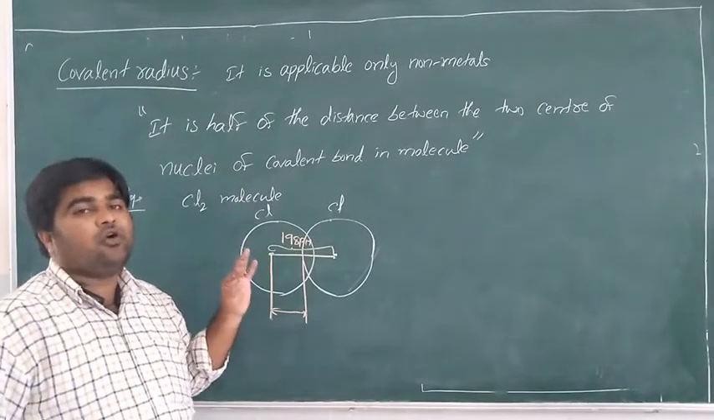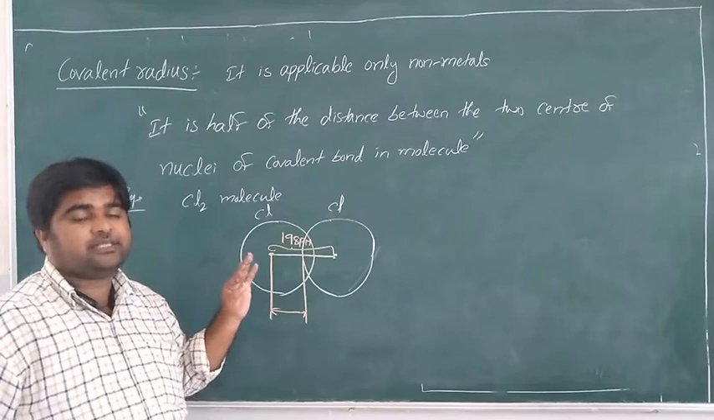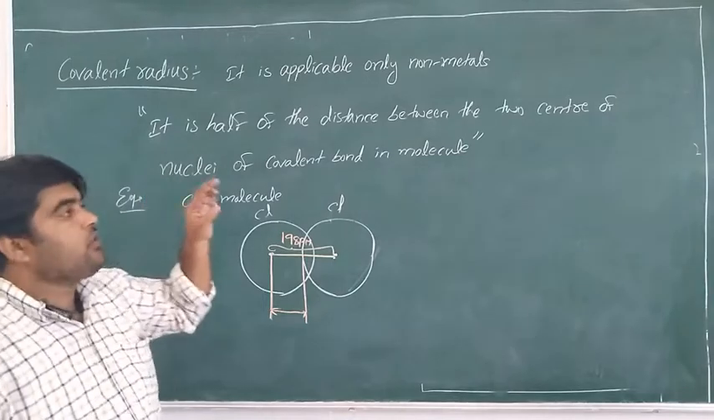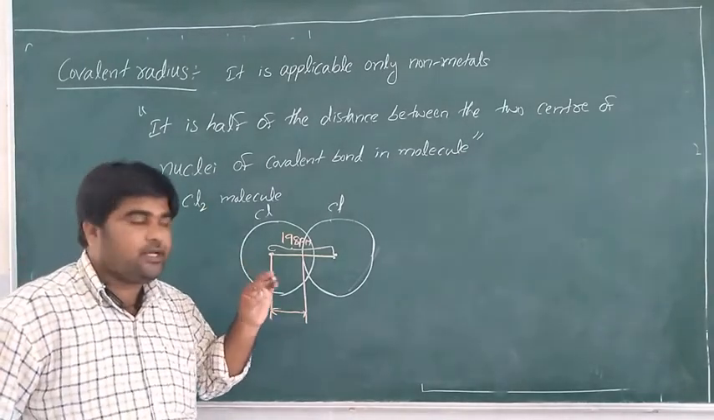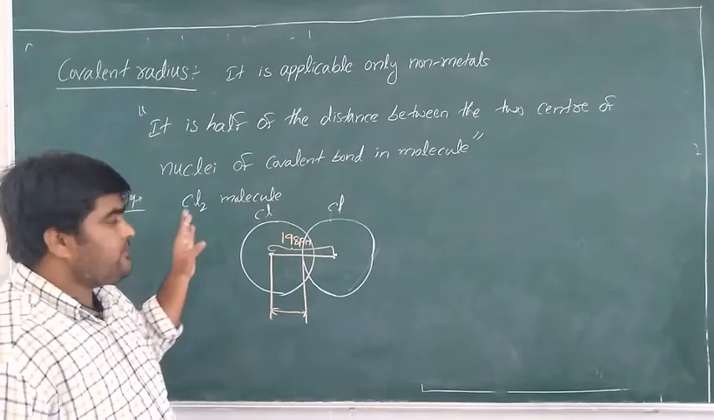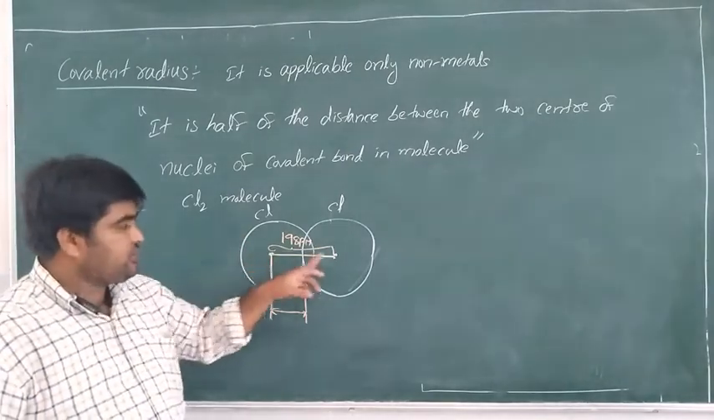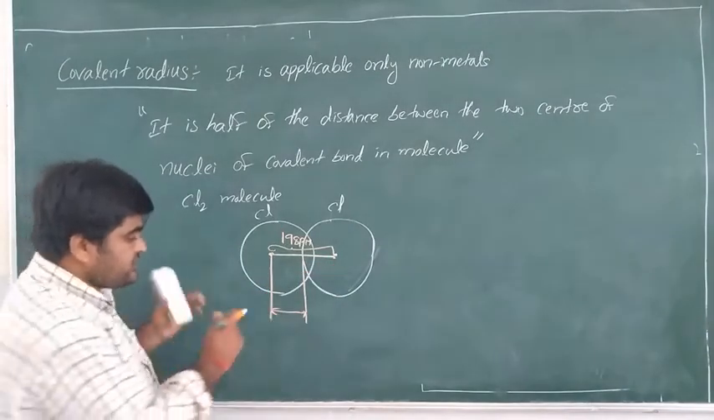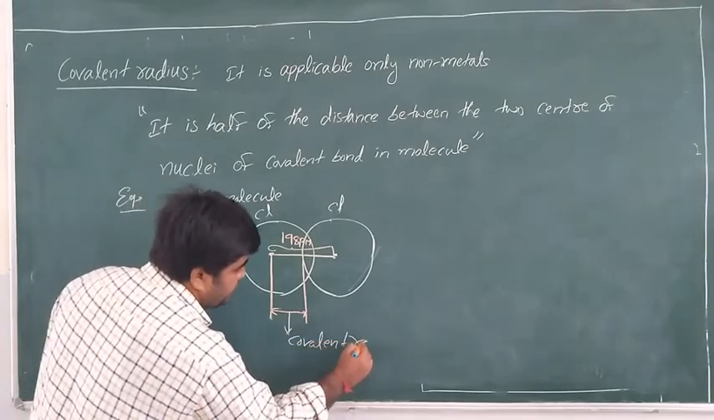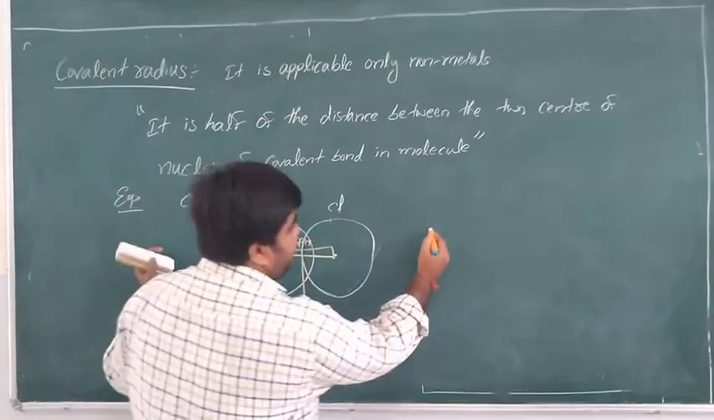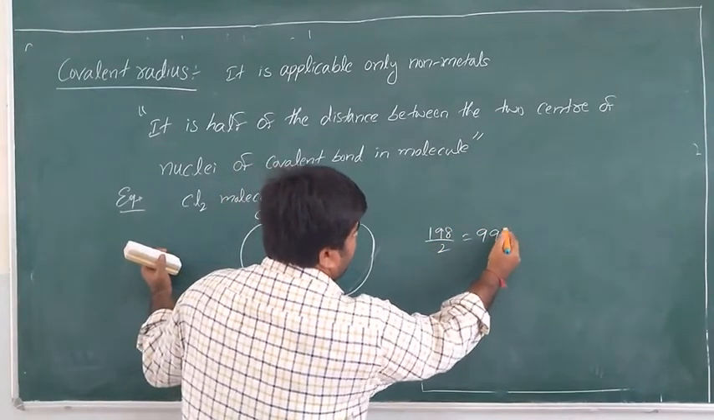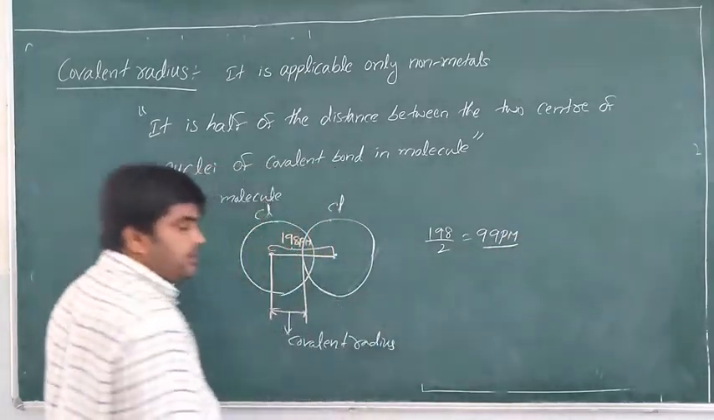is called covalent radius. What is the covalent radius? It is half of the distance between the two centers of the nuclei of covalently bonded atoms in a molecule. It is called covalent radius. An example is the chlorine molecule. From this to this is 198. Half of this is the covalent radius. So 198 by 2, that is 99 picometer.